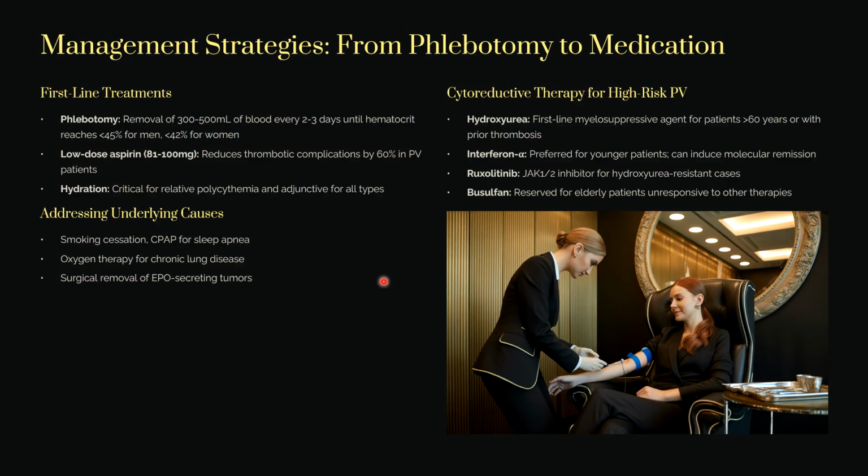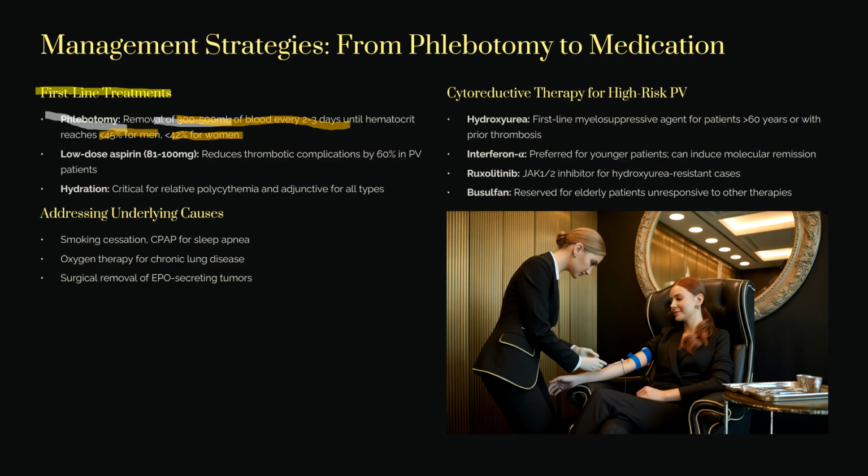Now, what are the management strategies, from phlebotomy to medication? What is the first line of treatment? The first line of treatment is phlebotomy. Phlebotomy means removal of 300 to 500 ml of blood every 2 to 3 days, so that the volume of the blood will be decreased. And what is the criterion for removal of blood? Hematocrit should reach less than 45% in men and less than 42% in women. So this is management through phlebotomy.